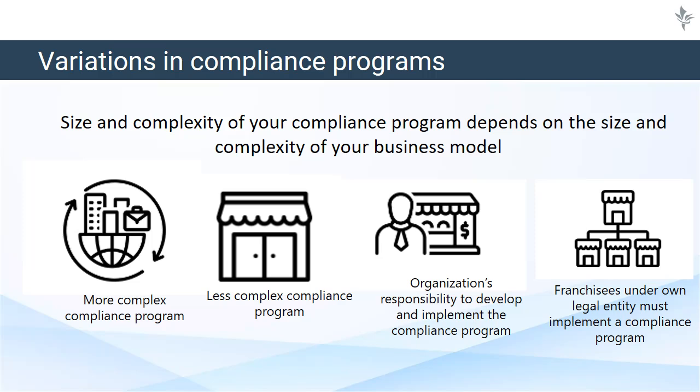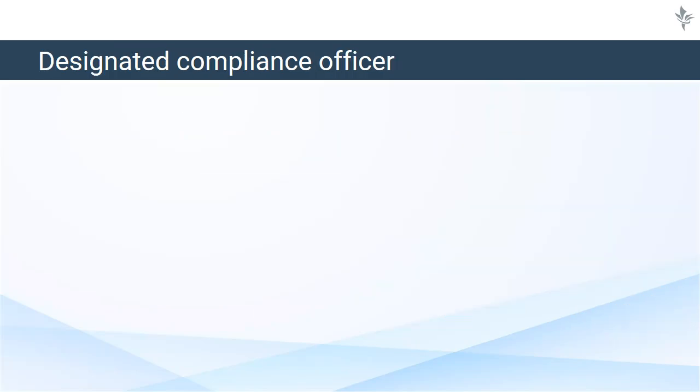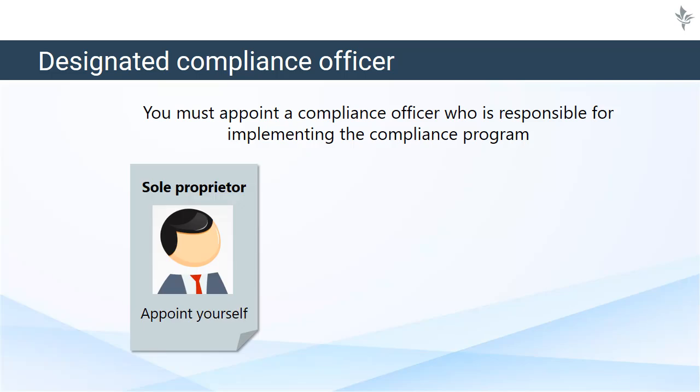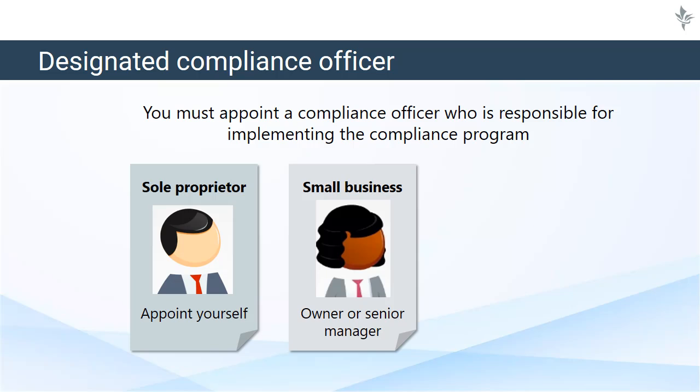Let's look at the next element of a compliance program: appointing a compliance officer. The first element is having a designated compliance officer. You must appoint a compliance officer who is responsible for implementing the compliance program. Who you choose to appoint may depend on the size of your business. For a sole proprietor or an independent representative, you can appoint yourself as the compliance officer. For a smaller business, the compliance officer might be the owner or a senior manager.